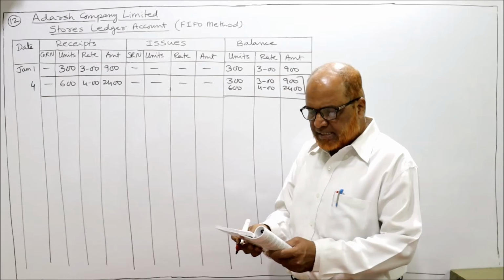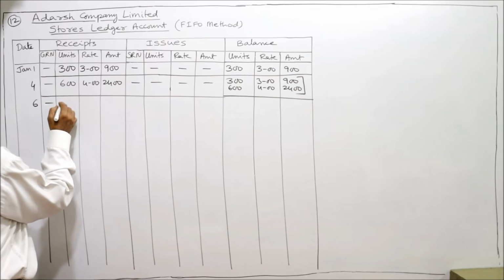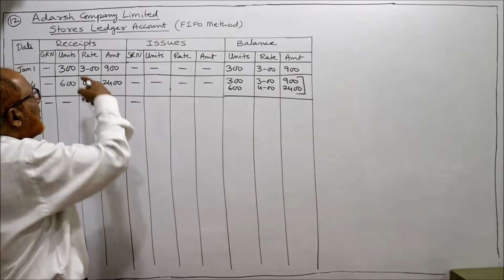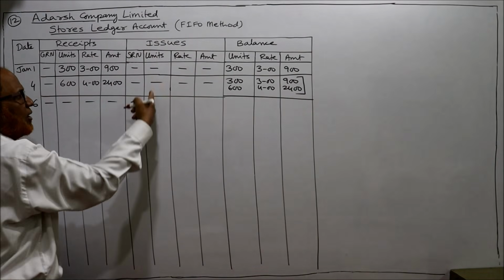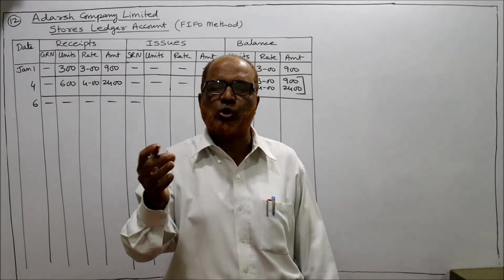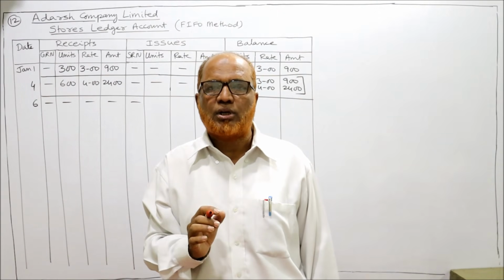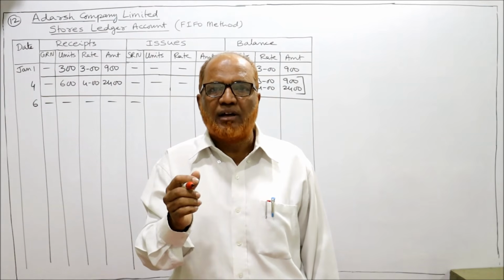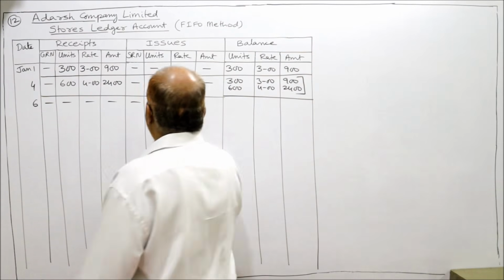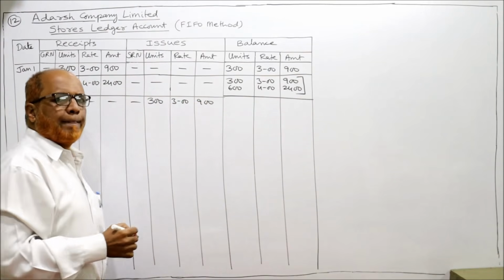Now after 4th, 6th issue 500. On 6th date, there is issue. Issue means I am writing in the issue column, not in the receipt column. When we purchase, I record in the receipts column. When I issue, I record in the issue column. So 500 units it is given in the problem issued. We are following FIFO method. First in, first out. The material which is first received will be issued first. Which is the first material here? 300. So this 300 I will issue at the rate of 3 rupees, 900.